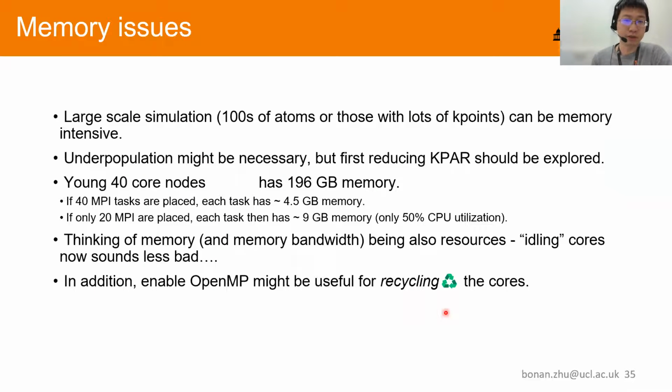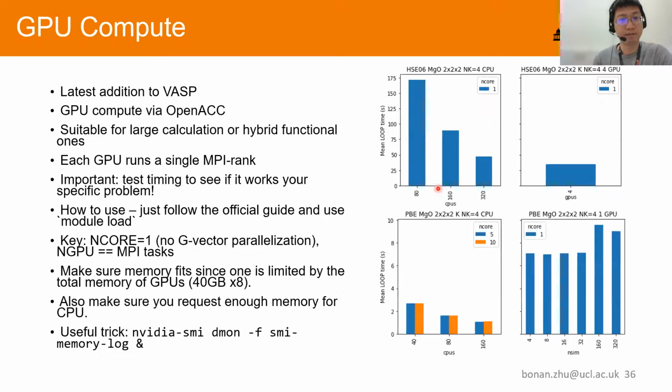Speaking of, the other problem is the memory issues for large scale calculations. You might run out of memory, and the way to alleviate the problem is you can request more resources, or you can underpopulate them. The newest addition for VASP on Young is you can use the GPU nodes, which are actually quite good, but the speed up you get will be highly dependent on the problem that you're looking at.